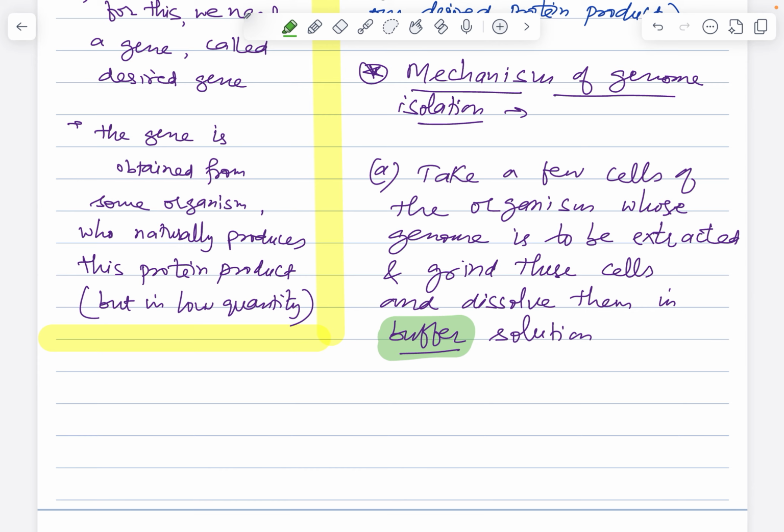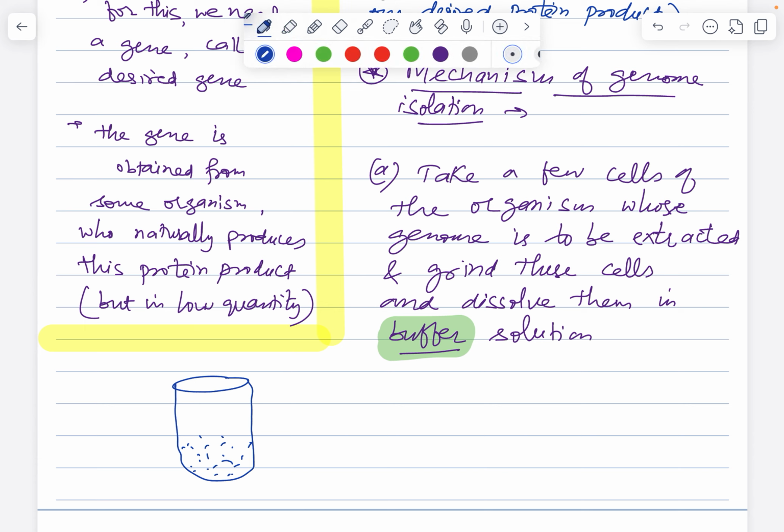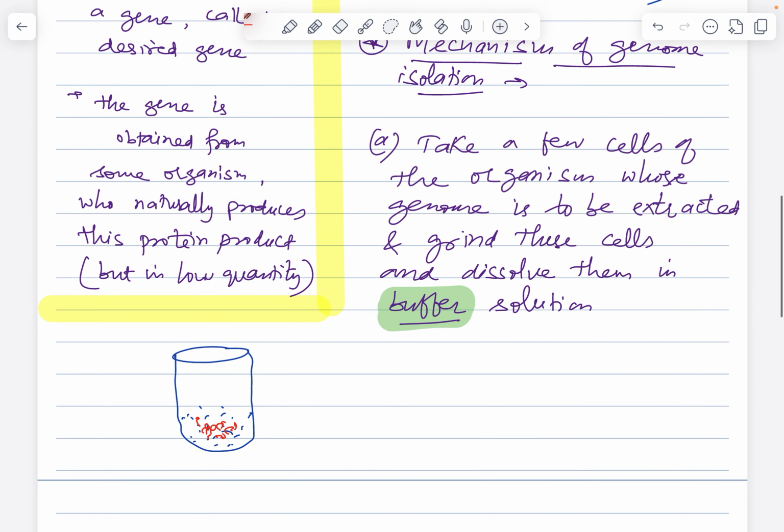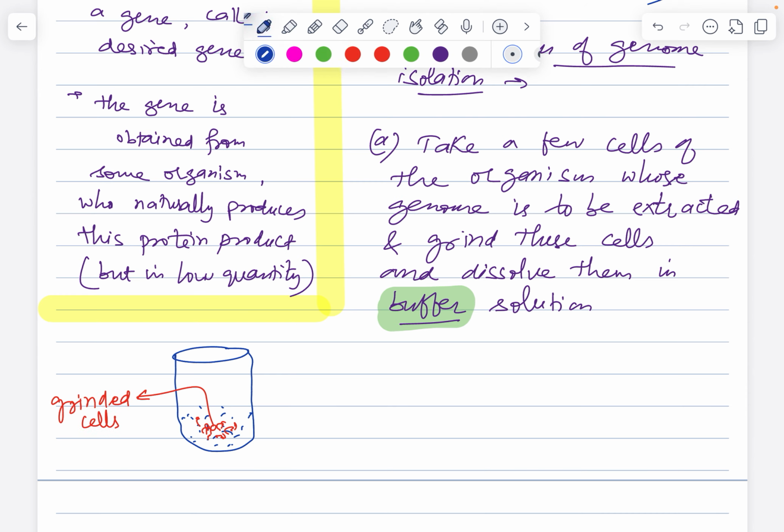So what we have done over here is take a few cells of the organism whose genome is to be extracted, grind them and make a paste out of them, and put that paste in a buffer solution. Here's your buffer solution, and this basically is, let's say, the ground cells whose genome is to be isolated. Okay, so if I want to mark it over here, these are the ground cells whose genome is to be isolated, dissolved in what? Buffer solution.